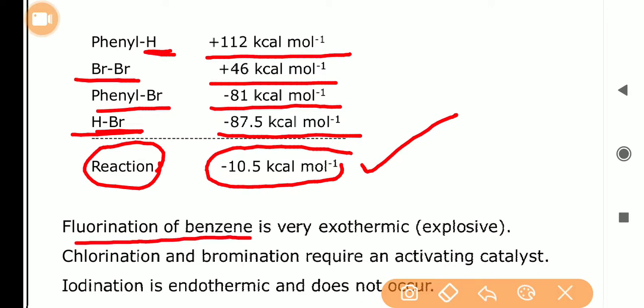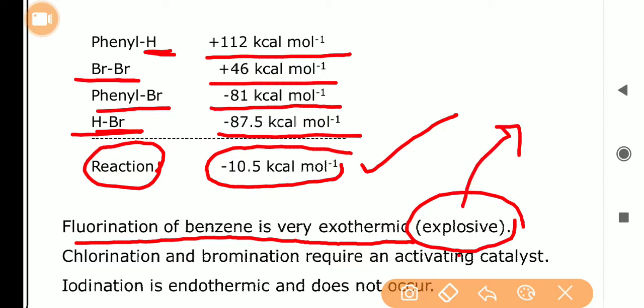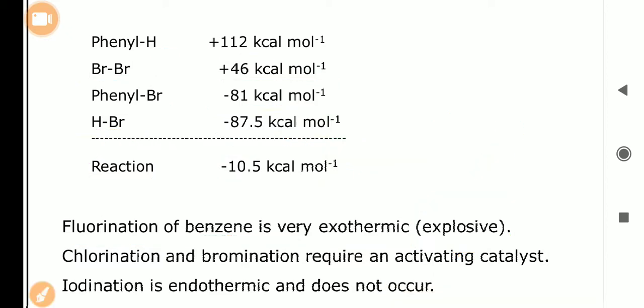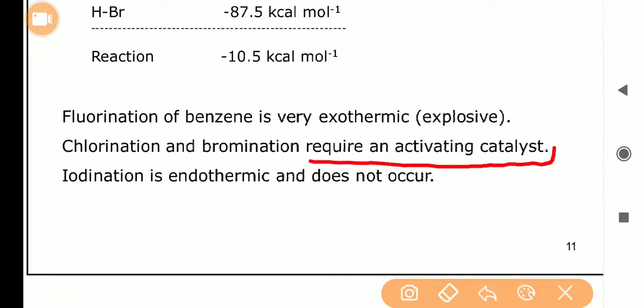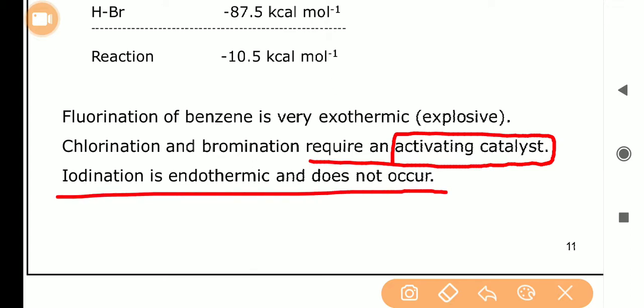Fluorination of benzene is very exothermic, so it explodes. Chlorination and bromination require an activated catalyst. Iodination is endothermic and does not occur. This is the endothermic process, iodination, so it does not occur.